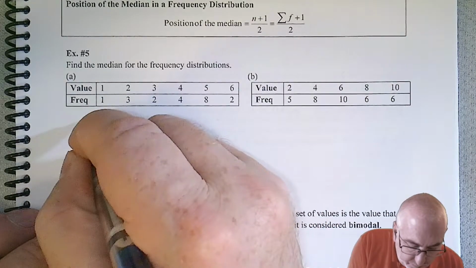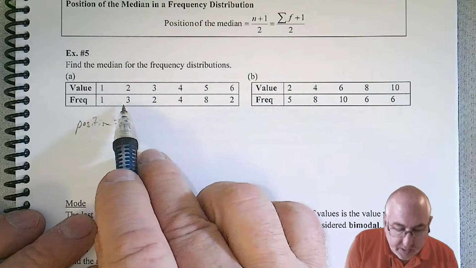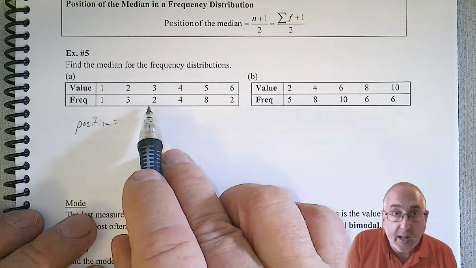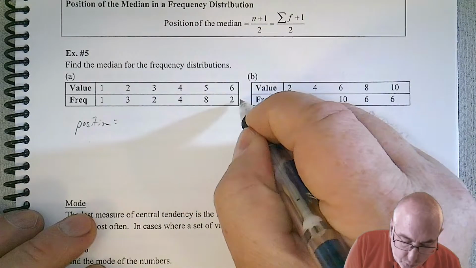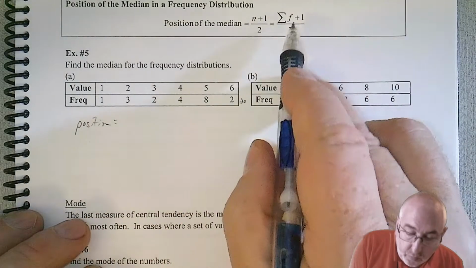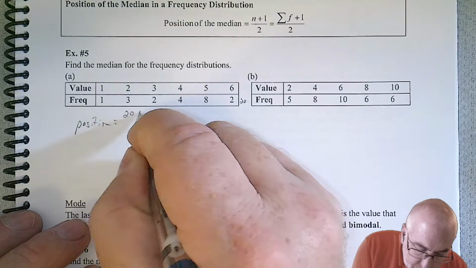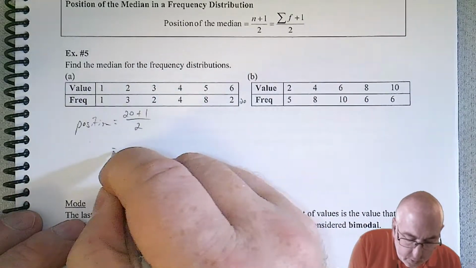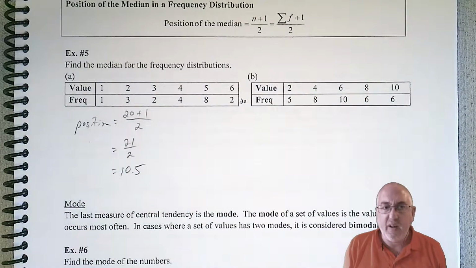So the first thing though is to find the position. In this case, if we add all these up, 1 plus 3 is 4, plus 2 is 6, plus 4 is 10, plus another 10 is 20. So there's 20 numbers in our data set. Our formula says to take n plus 1 divided by 2. So 20 plus 1 all over 2. So we get 21 over 2, which is 10.5.